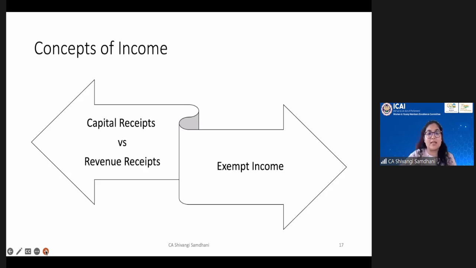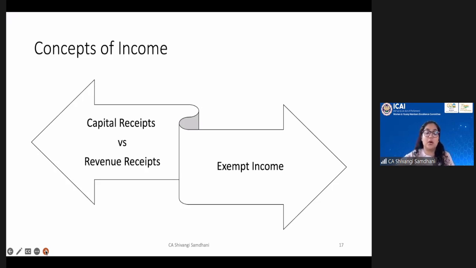So this is one concept we need to understand after whether income has accrued or not, that whether it is a capital receipt or revenue receipt. Revenue receipt, yes, to be offered for taxation. Capital receipt, we'll have to check whether it is included in the definition of income. If yes, offer for tax. If no, don't offer it for tax. So this is the second concept.